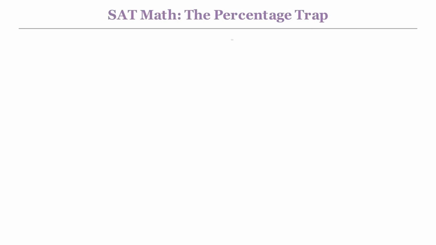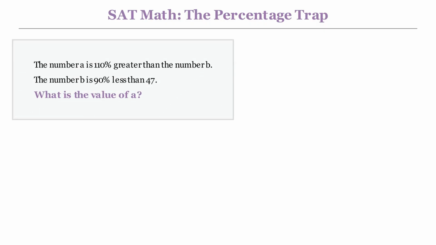Today we are tackling a question from the official SAT suite question bank that causes immediate mental shutdown for most test takers when they first see it. Let us read the question together. The number A is 110% greater than the number B. The number B is 90% less than 47. What is the value of A?